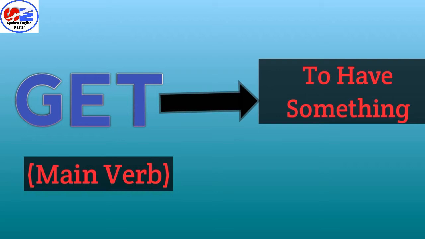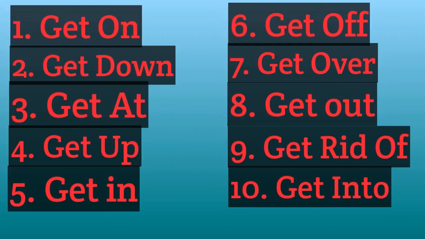First of all, we will see how many phrasal verbs we will be discussing. Let's see. Number 1 is get on. Number 2, get down. Number 3, get at. Number 4, get up. Number 5, get in. Number 6, get off. Number 7, get over. Number 8, get out. Number 9, get rid of. Number 10, get into. We will be dealing with 10 words.